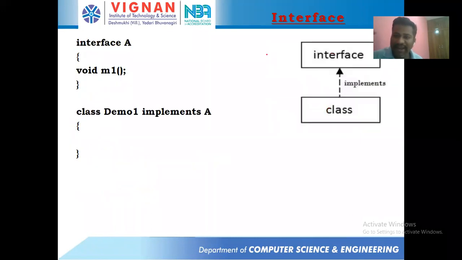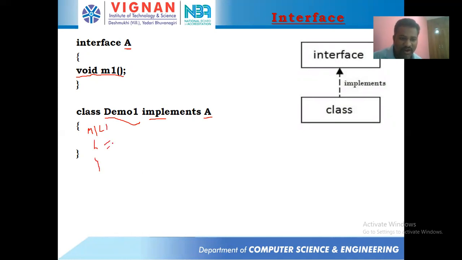Now, between interface and class, here I have an interface called A, and this interface contains only one method, void m1, and this is going to be an abstract method. Now I'm going to take a class called demo1. This demo1 implements an interface called A, and this A contains the m1 method. So in this demo1, I will be taking a method called m1. I need to provide implementation for this method m1.